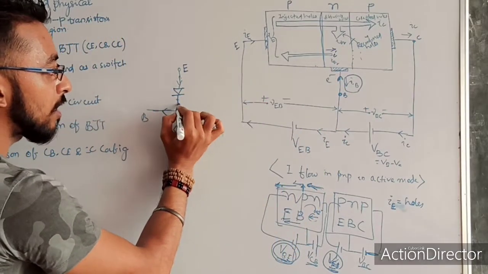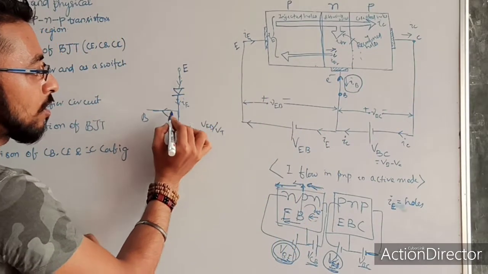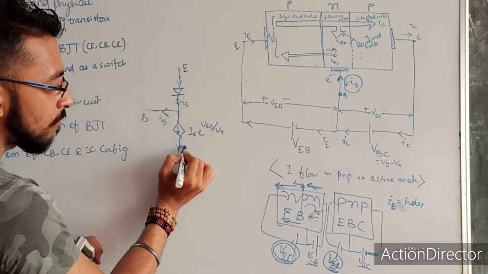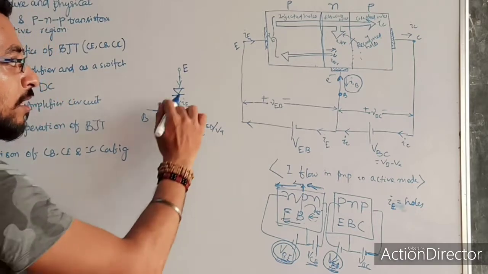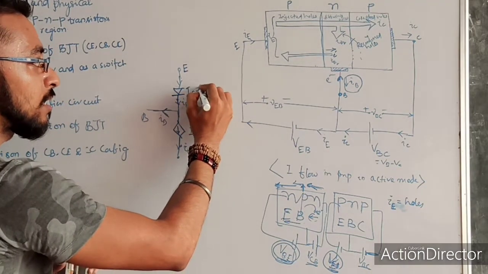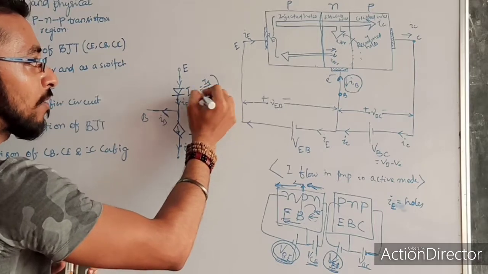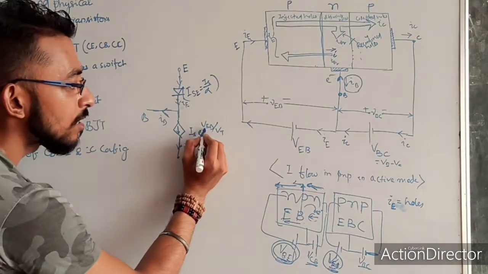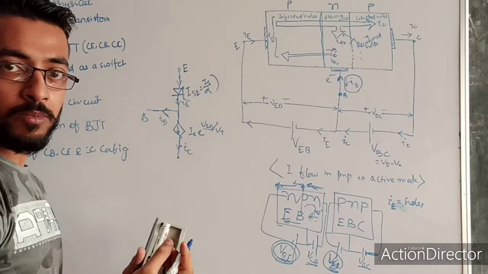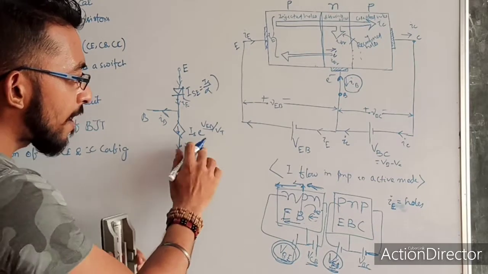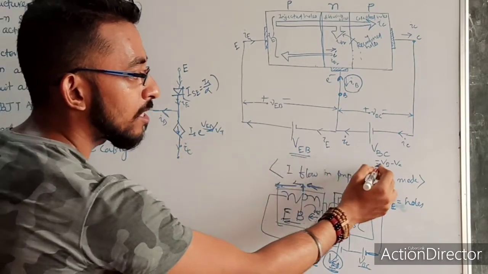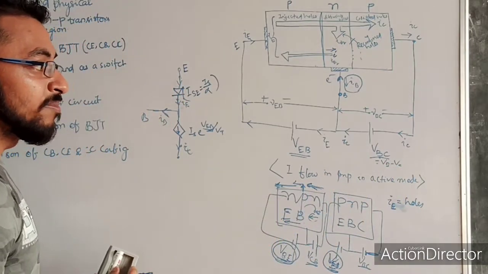So here the emitter current is coming, which is nothing but IE, dividing into two parts. One is IB, one is IC. And this is nothing but the same, ISC, which is nothing but IS upon alpha. Everything is the same, but we just have to see the convention of current, that the current direction and the voltage, battery supply, they are changed.